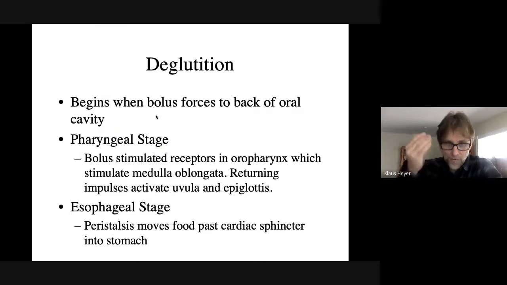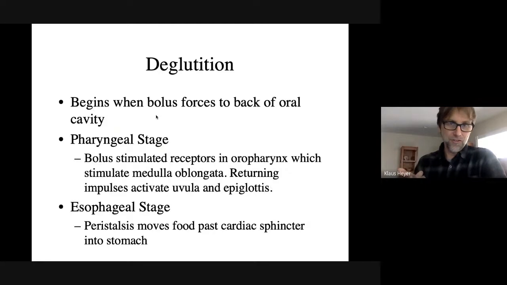Right? Remember, the uvula blocks the nasal passages. The epiglottis, if you remember, that's part of your larynx. That's going to block your trachea. So something closes over the trachea, something closes over the entrance to the nose, and the food goes down the esophagus. That's the pharyngeal stage.